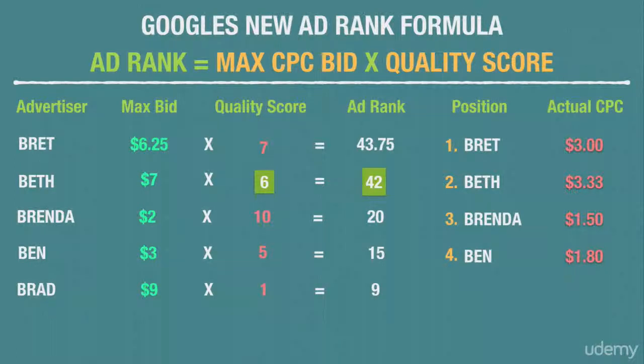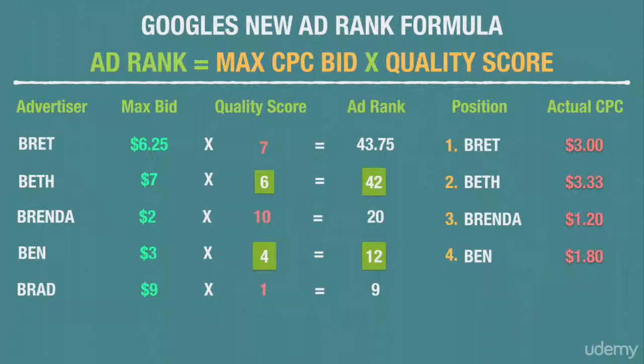Now let's take a look at Brenda. Brenda can't increase her quality score any more than a 10, so is she paying the absolute minimum possible to maintain her position number 3? Well, yes and no. In this example, she's paying the lowest possible CPC to maintain position 3, but theoretically, if Ben's quality score was a 4 instead of a 5, which would make his ad rank a 12, Brenda would then only have to pay $1.20 per click.